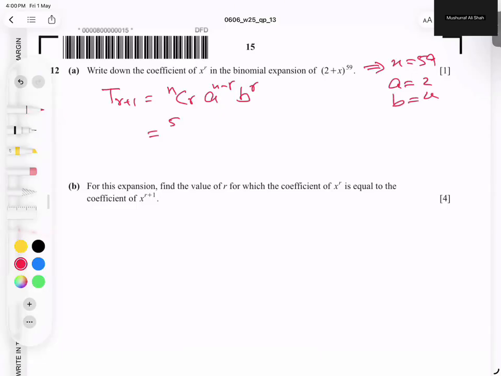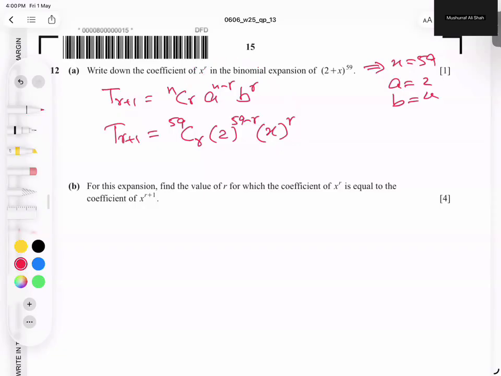So the problem is that we have to find here the rth term. So this is represented by the rth term. If you're looking for the rth term, like x to power r involved, it means I just plug into this formula and we'll get the answer 59Cr and 2 to power 59 minus r. But here we have x to power r. You see, x to power r is coming. So that's it. This is done.